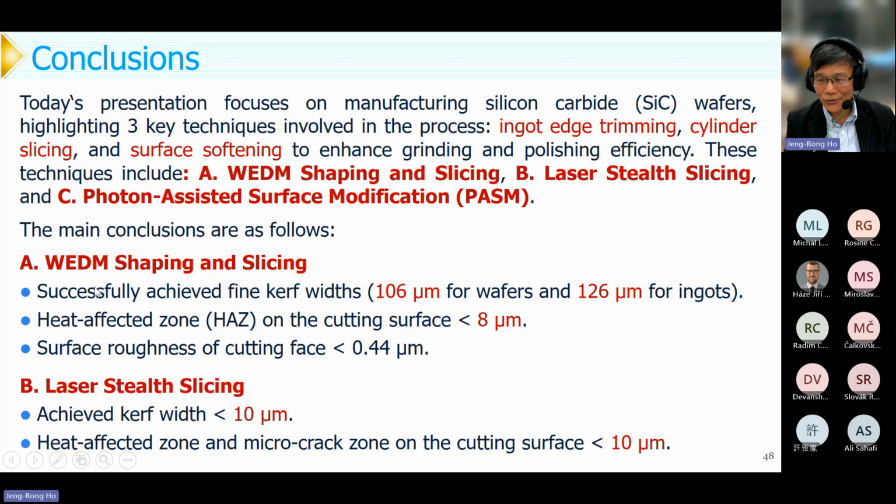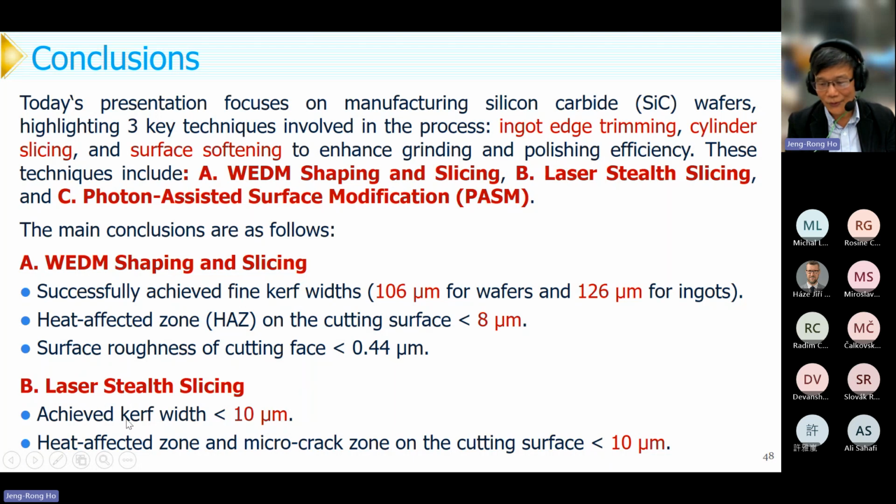And the major conclusions are as follows. For wire EDM shaping and slicing, we successfully achieved a kerf width of around 106 microns for wafers, and 120 microns for ingots. And the heat affected zone on the cutting surface is less than 8 microns. And the surface roughness of cutting faces is less than 0.44 micrometers.